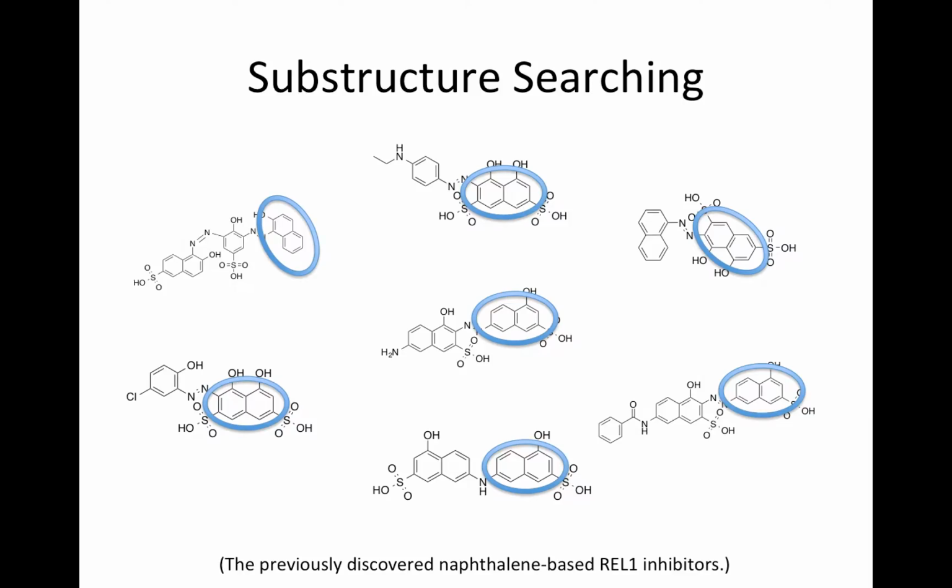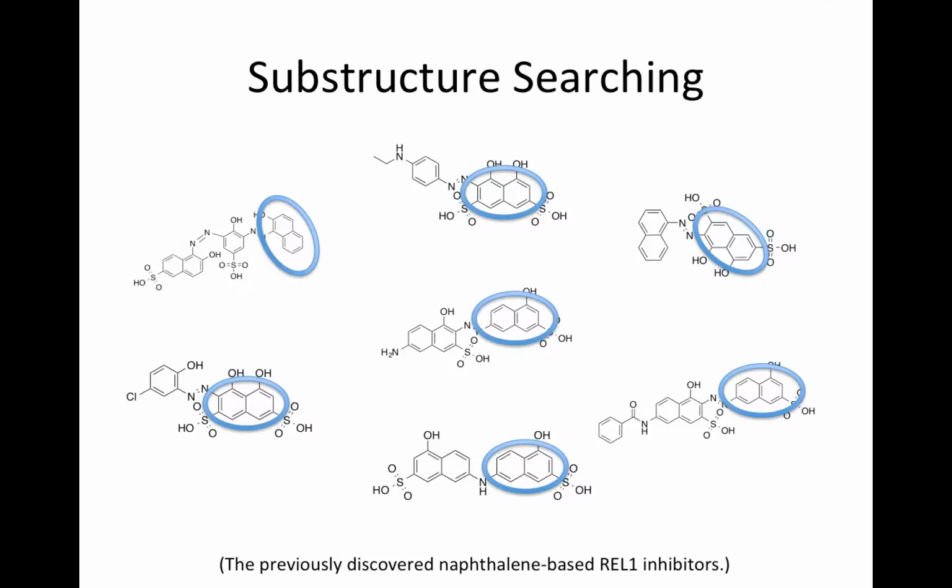Substructure searching is arguably the simplest small molecule-based drug discovery technique. For example, given the structures of known REL1 inhibitors, naphthalene-based compounds seem to be particularly effective. While not all naphthalene derivatives inhibit REL1, it's reasonable to assume that these aromatic compounds have a better chance of inhibiting the enzyme than compounds chosen at random.